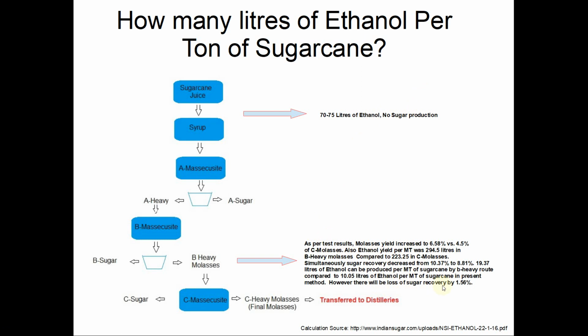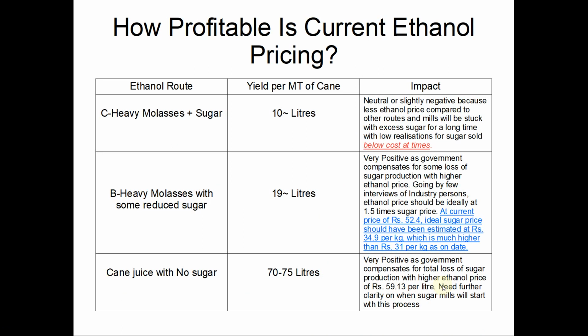The values in the presentation were considered around year 2016. But now government is giving differential pricing for C-heavy molasses based ethanol and B-heavy molasses. And there is a substantial price difference of close to ₹9 per liter.